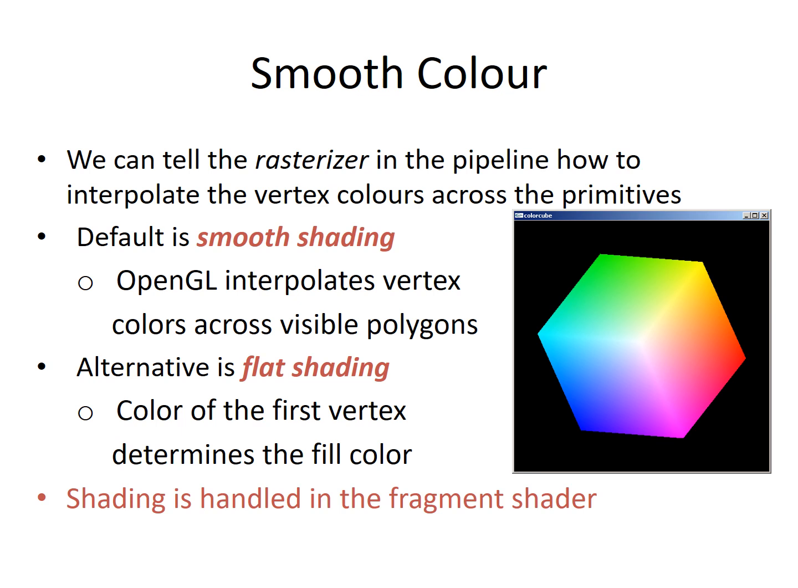But how can we achieve smooth color? Well, we can tell the rasterizer in the pipeline how to interpolate the vertex colors across the primitives. The default is smooth shading, where OpenGL interpolates vertex colors across visible polygons. The alternative is flat shading, where color of the first vertex is given to the complete polygon. Shading is handled in the fragment shader. Here every vertex has a different color and it has been smoothly interpolated between the vertices.